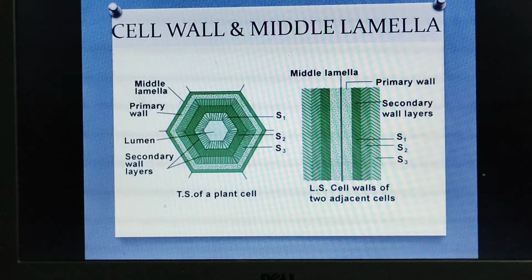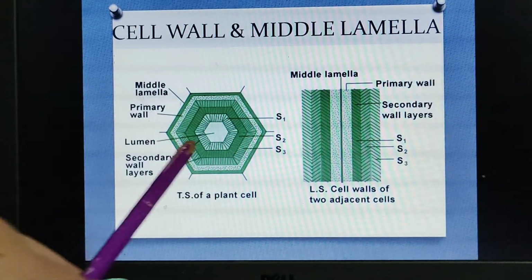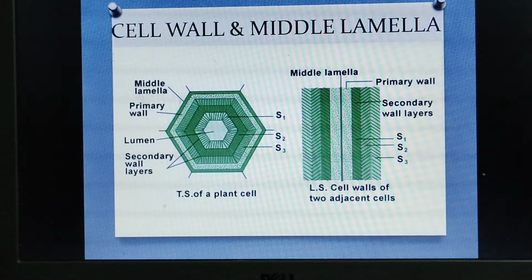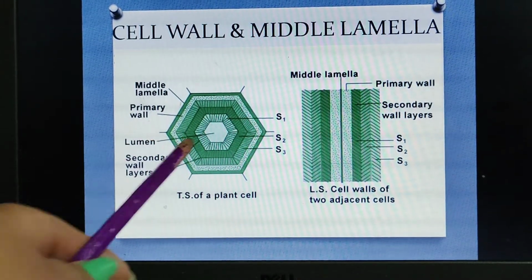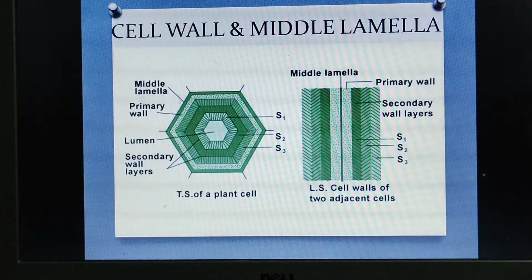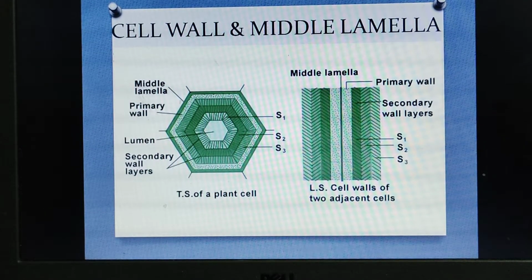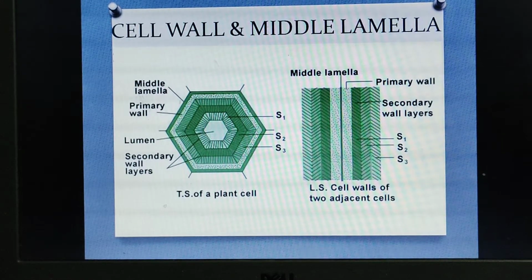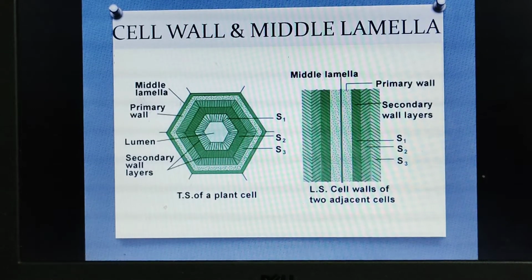So this way the new wall layers will keep on forming inside the primary cell wall. And as these wall layers become more and more thick, the primary cell wall will gradually diminish, and will be completely crushed. As well, the lumen or the cavity of the cell will also become highly reduced. Now in this case the cells will become dead cells, especially the dead cells of xylem. They have this sort of formation of secondary layers. So this is all about the cell wall.